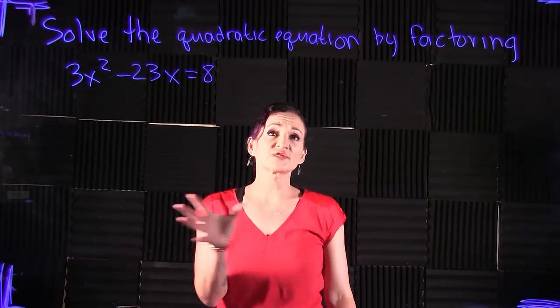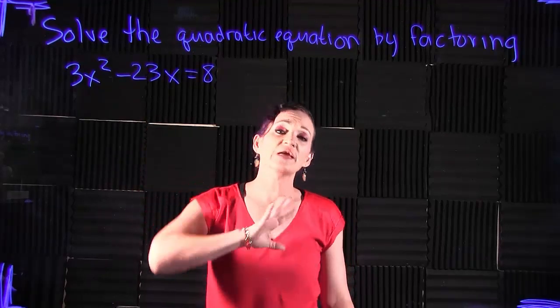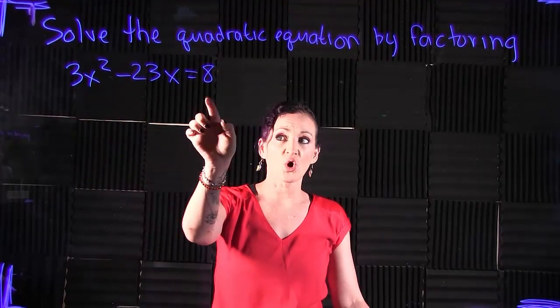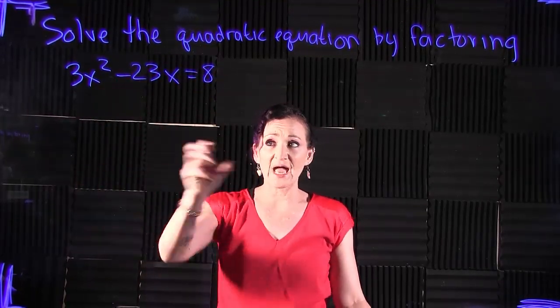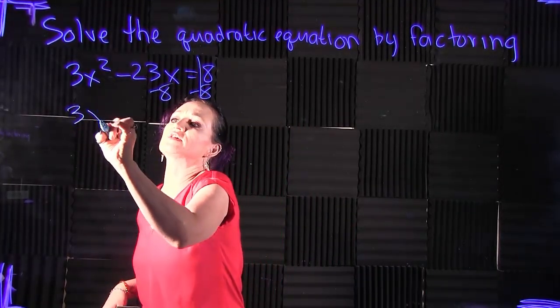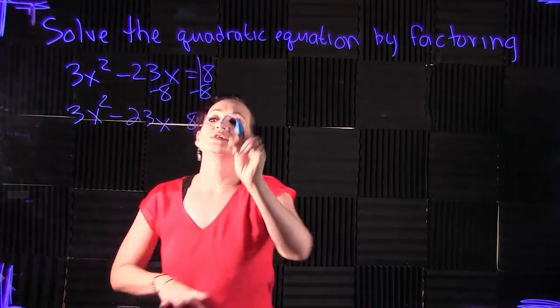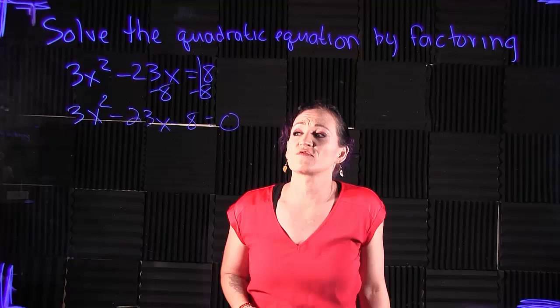For this problem, we're going to solve the following quadratic equation by factoring. So first off, keep in mind that a quadratic equation should always have all of its terms on one side set equal to 0. So the first thing we need to do for this problem is move that 8 over so that we do have it in proper quadratic form.